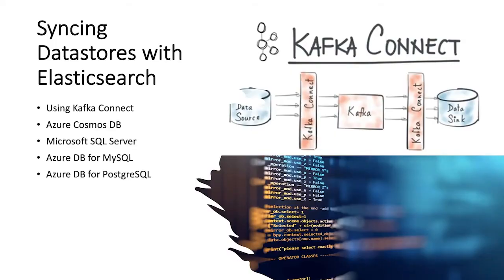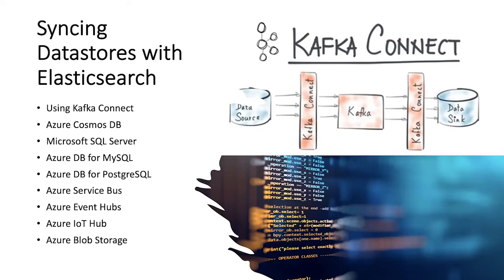So there are several customers that have the primary source of truth in one of these different data stores. The data store could be Cosmos DB, the data store could be Microsoft SQL Server, the data store could be an open source database like PostgreSQL or MySQL, or even something like a blob storage. So based on where your primary data store is, you don't have to worry about that.